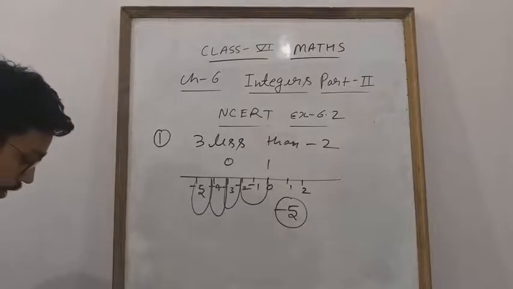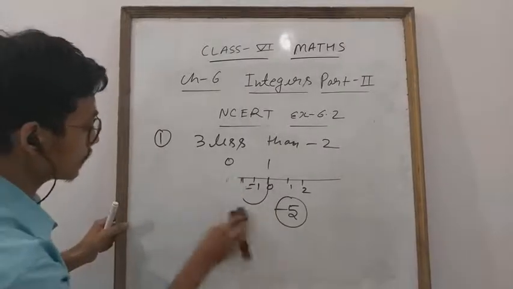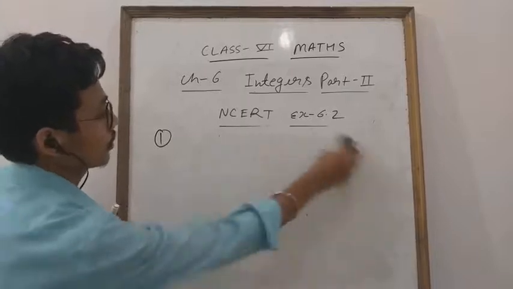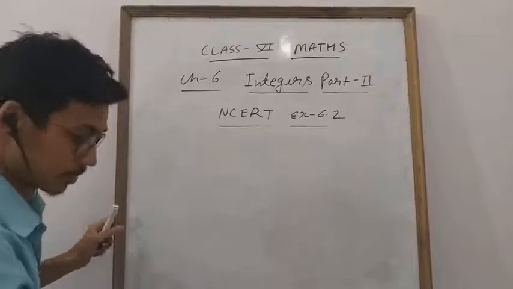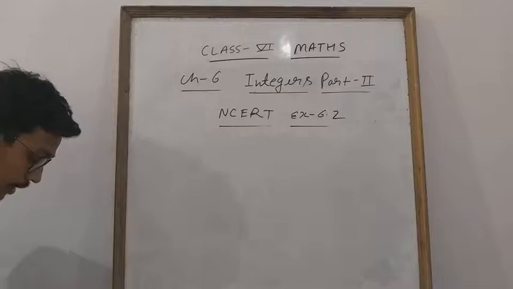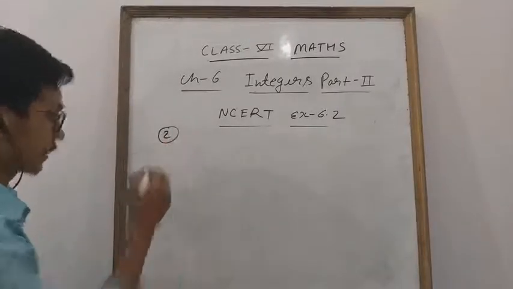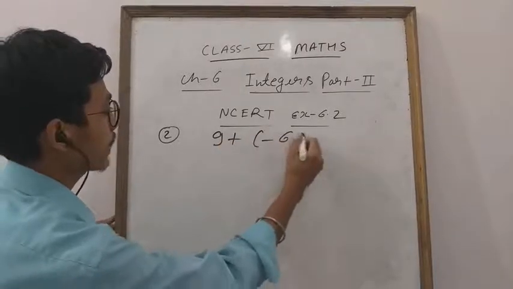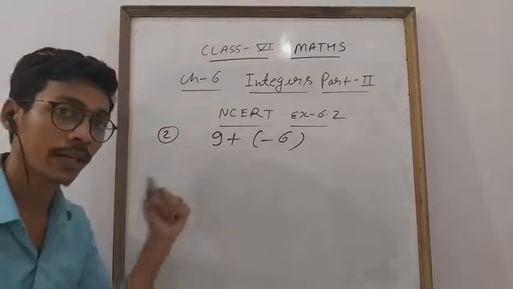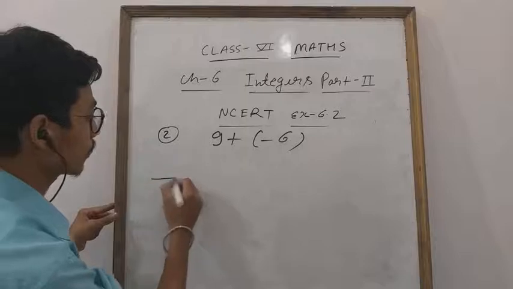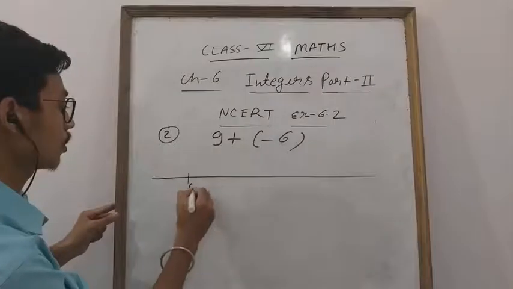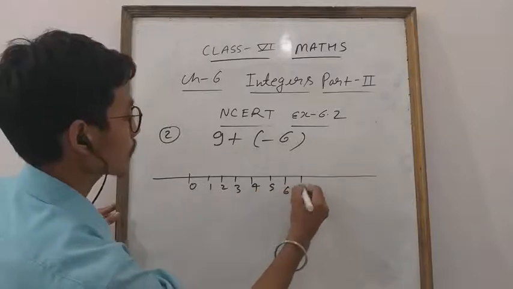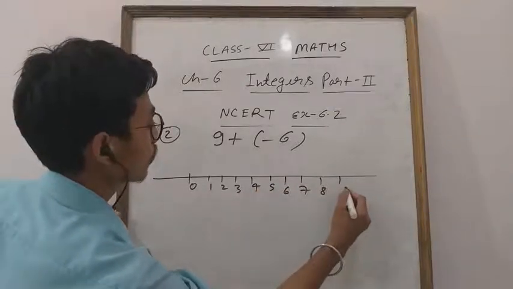Now the second: use number line to add. This is a very interesting chapter, student, if you focus. Everything is interesting in maths. Second, use number line to add. Look, what is given? 9 plus minus 6. Now you have to use a number line and add. So how will you add? See, you will check 0, 1, 2, 3, 4, 5, 6, 7, 8, 9.